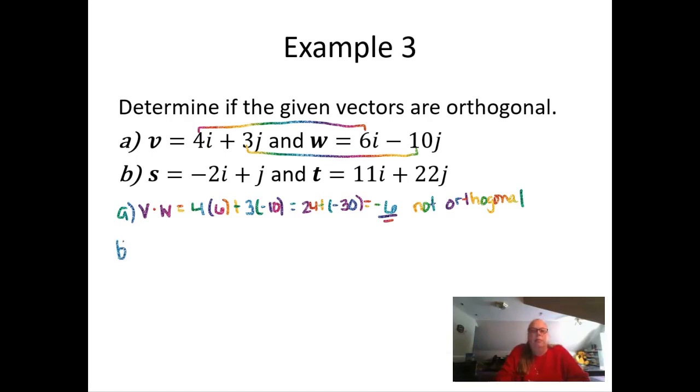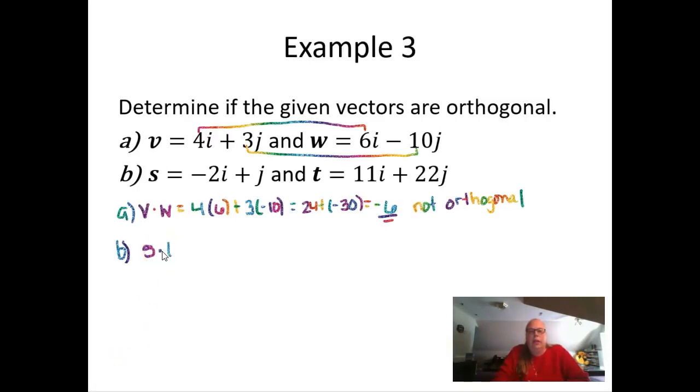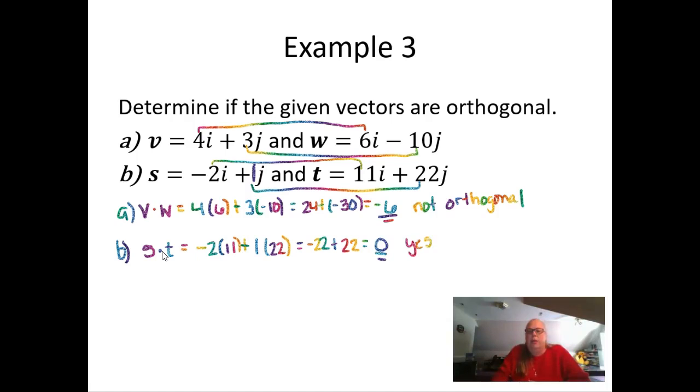Let's look at part B. Vector s is negative 2i plus j, vector t is 11i plus 22j. We're looking for the dot product s dot t. Negative 2 times 11 plus 1, because there's an understood 1 coefficient right there, times 22. And again, this is first coordinates and second coordinates. We get negative 22 plus 22. That does give me 0. So since this product is 0, yes, these are orthogonal.